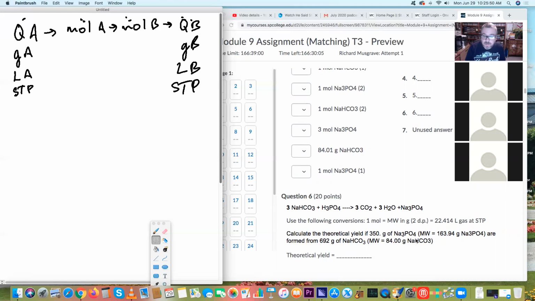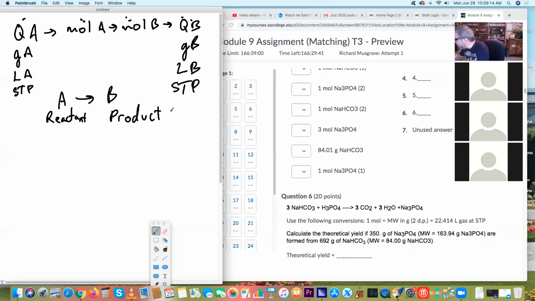When you're looking at one of these problems, the key is to look at the two things that you have here and figure out which one's a reactant and which one's a product. Well, in any reaction, whatever's on this side of the arrow is the reactant, and whatever's on this side of the arrow is the product, which makes sense because reactants are things that are reacting and products are things that we're getting. So whenever you want a theoretical yield, or a theoretical anything, it's always about the product.